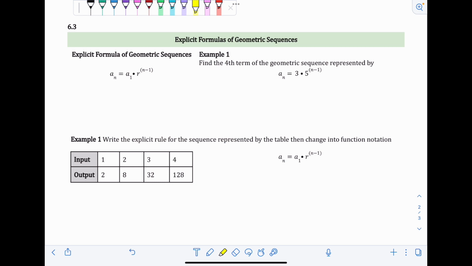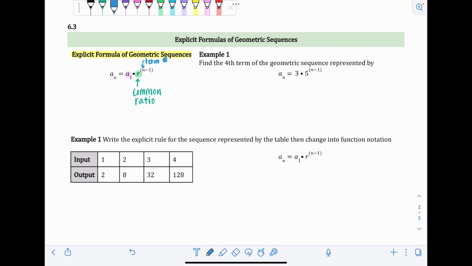So the explicit formula for geometric sequences is AN equals A1 times R raised to the n minus 1. So A1 is still our first term, R is still our common ratio. That's what we're multiplying by to get to the next term. And then that little n minus 1, remember that n is always the term number. And that little n minus 1 is going to be an exponent.